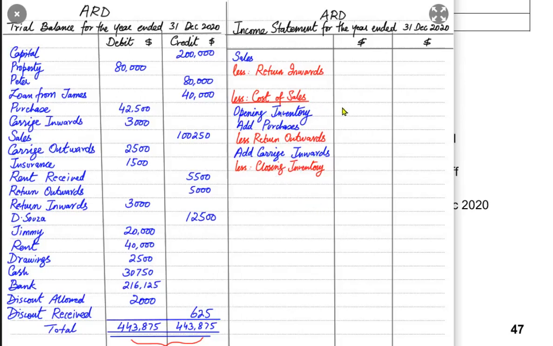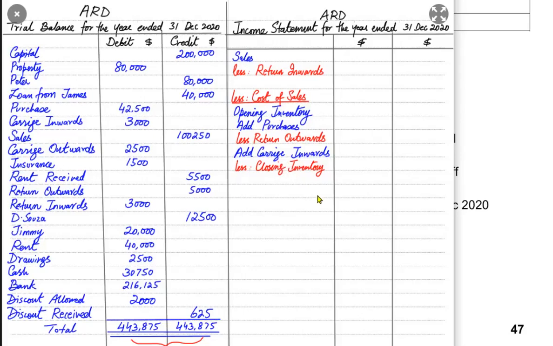Opening inventory means this inventory was there when we started off this year. This inventory was already present in our store. Then we purchase some new inventory, therefore purchases will increase our inventory, and if we return some of the inventory that was faulty, we need to deduct that, and that carriage or transportation cost increases our cost, therefore we are adding up. And the closing inventory is the inventory that is left at the end of the year.